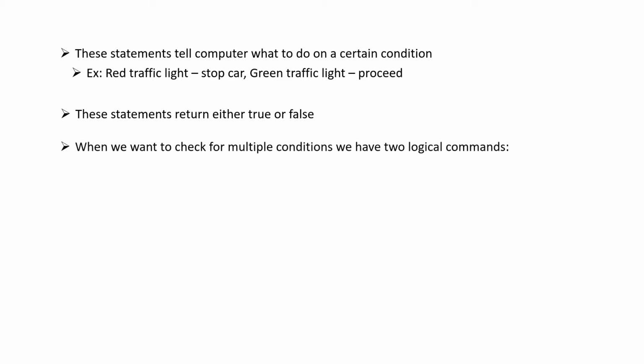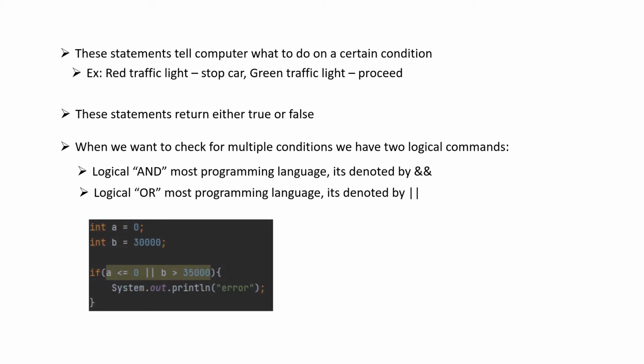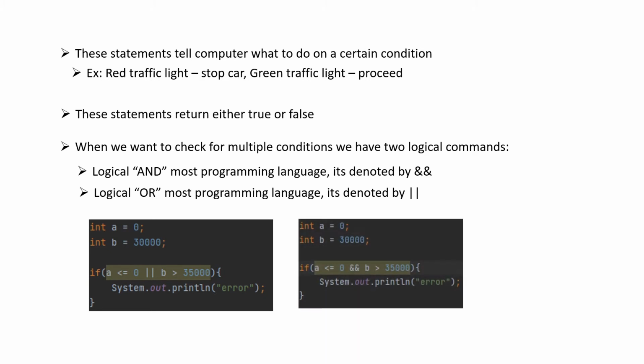When we want to check for multiple conditions, we have two main operators. First, it's logical AND, which basically checks if two or more values evaluate to true. Second is logical OR, which states that either value must evaluate to true. Here's an example of an if statement using logical OR, which compares and checks the statement of two variables, A and B. This will print error because the statement evaluates to true, since variable A is equal to 0. The right-hand side uses logical AND, and this will not print error because variable B is not greater than 30,000. Again, I'll be diving into complete detail in a separate video on conditional statements, where I will also include something called switch statements.